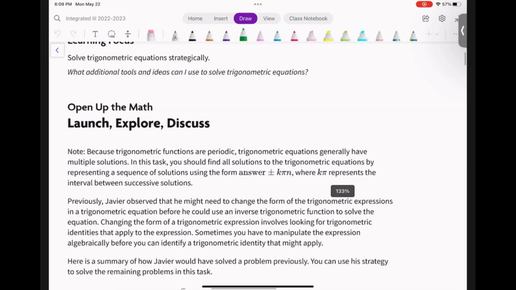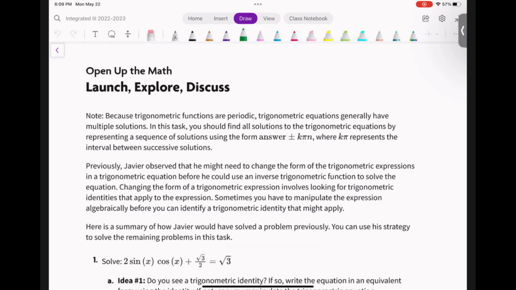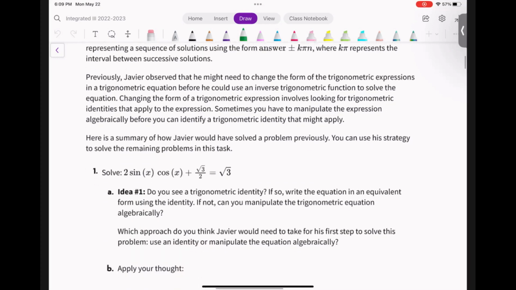So, it says, note, because trig functions are periodic, trig equations generally have multiple solutions. In this task, you should find all solutions of trig equations by representing a sequence of solutions using the form answer plus k pi n, where k pi represents an interval between successive solutions. Previously, Javier observed that he might need to change the form of the trig expression in a trig equation before he could use an inverse trig function to solve the equation.